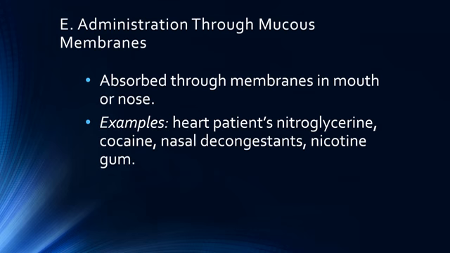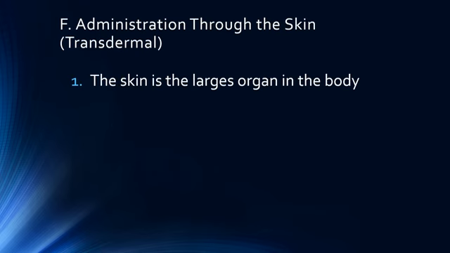Administration through mucous membranes. Again, these are any mucous membrane in the mouth, nose, eyelids even. There are a variety of examples of this. Heart patients who take nitroglycerin will put that underneath their tongue. It's called submucosal. Cocaine, of course, the primary way in which it's administered is intranasally. There are, of course, nasal decongestants. Some antihistamines are administered nasally. Nicotine gum is a submucosal version of that particular drug. So it is an efficient way to get drugs directly into the bloodstream.